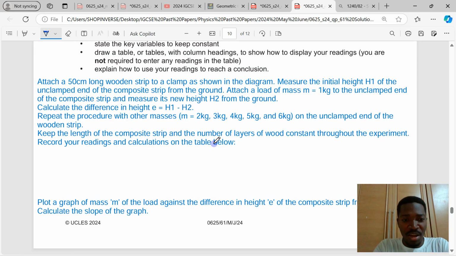What table will I have? I'll have the length. What am I doing? I'm increasing what? I'm increasing the mass. So I'll have the mass.